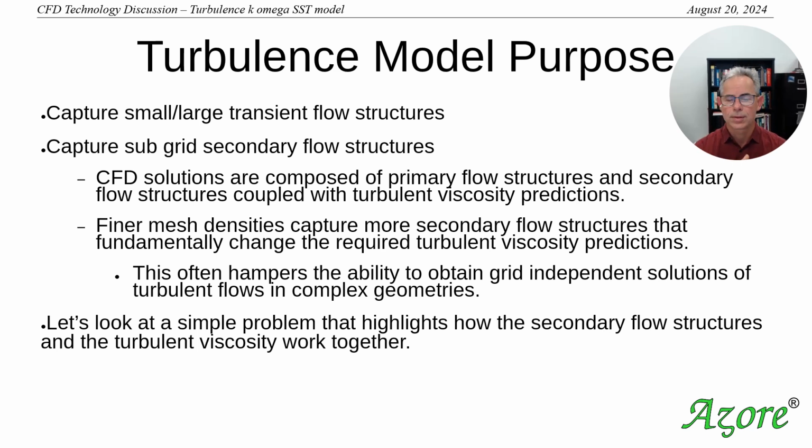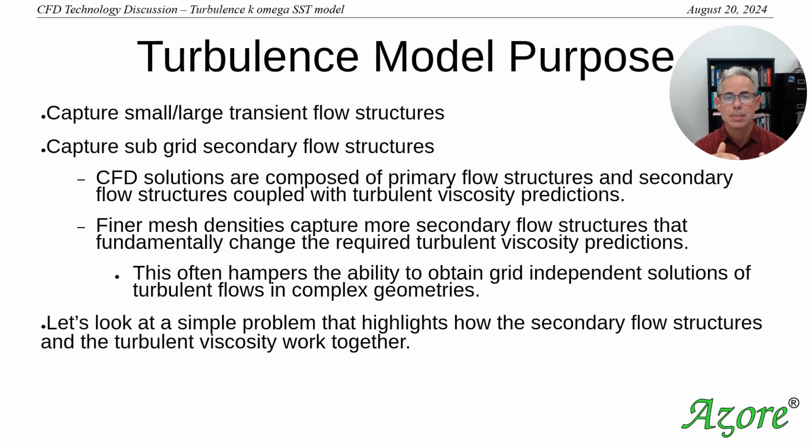These are flow structures that have a dominant direction, and then secondary flow structures. The secondary flow structures that we want to capture are composed of both the structures that we can predict at the length scale of our mesh, as well as the turbulent viscosity we use to capture things that are below the mesh. And this brings up a good point.